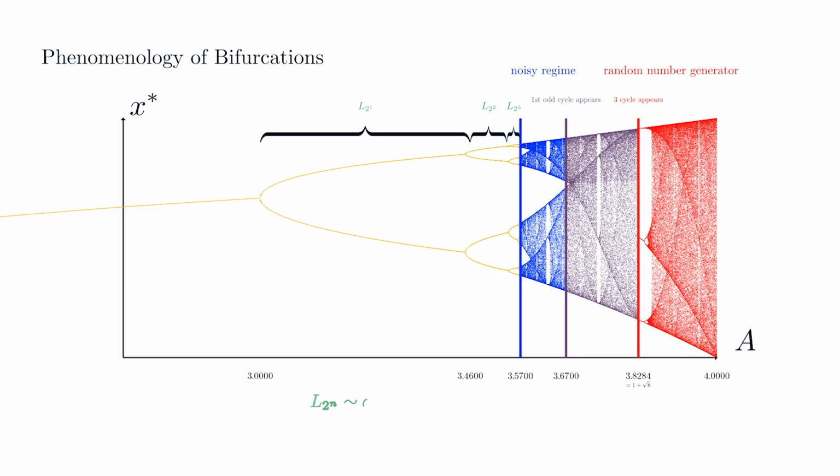L_2^n, the width of the 2^n cycles, goes down exponentially as delta to the power n, where delta is a universal number, 4.6692... And what I mean by universal number is that this behavior happens for any nonlinear map which has a single quadratic maximum. So the crucial point is what happens near the maximum itself essentially determines all of the dynamics, and we have a universal behavior for the sequence of period doubling bifurcations. To summarize, this is an extremely rich dynamical system that arises from very simple rules.